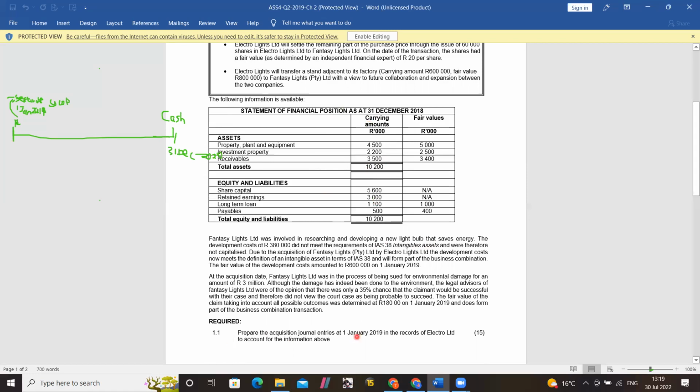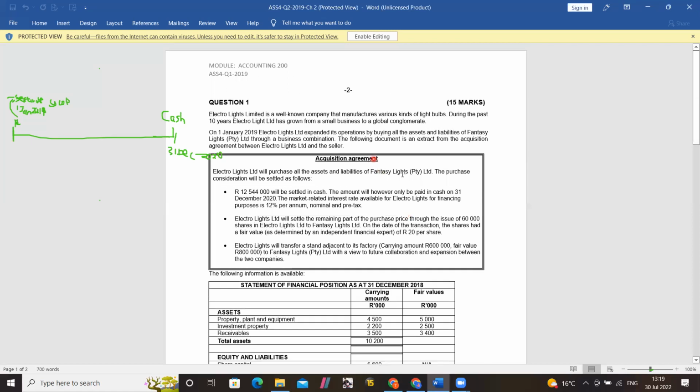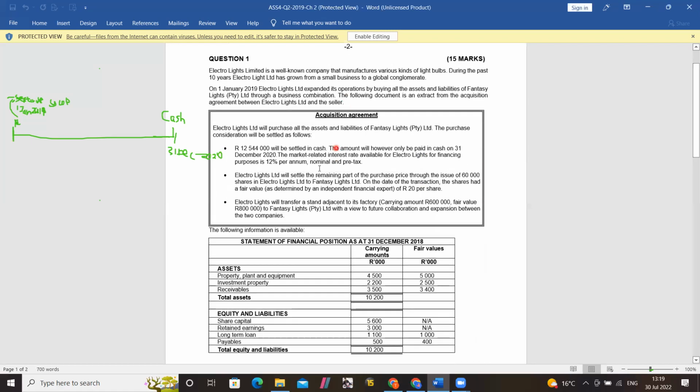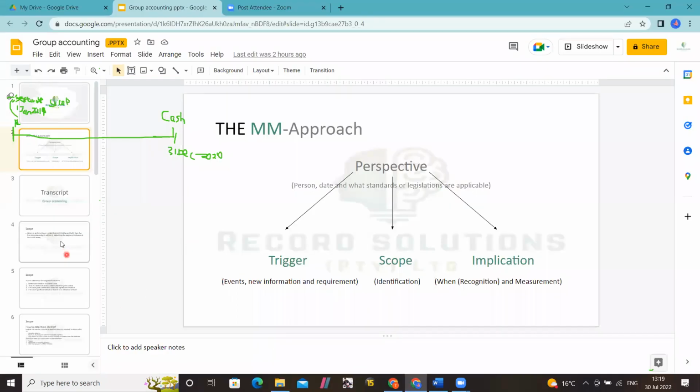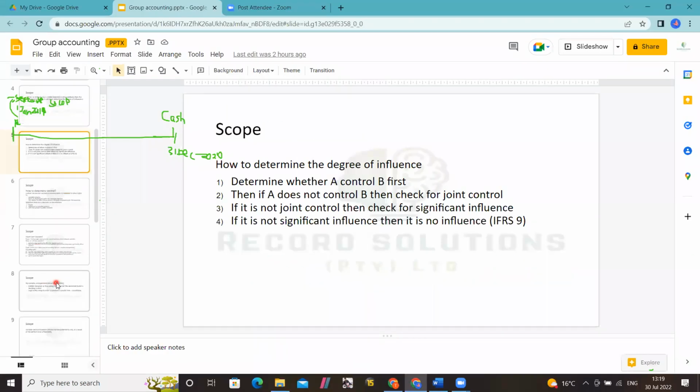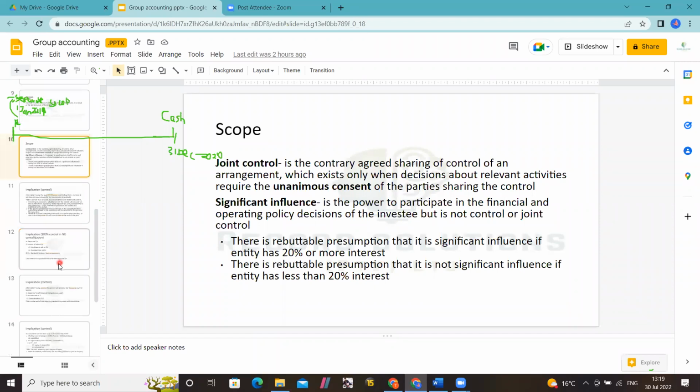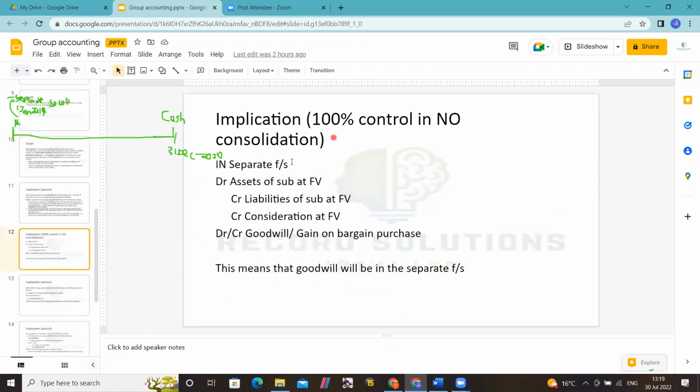Do you see that the required does not talk about consolidation? There's nothing about consolidation here, and they told us that it's assets and liabilities, right? So what do we know? We know that you're going to record goodwill in the separate financial statements, right? So we are going to do a journal entry that's going to be similar to this. Let me show you. Similar to this, right?